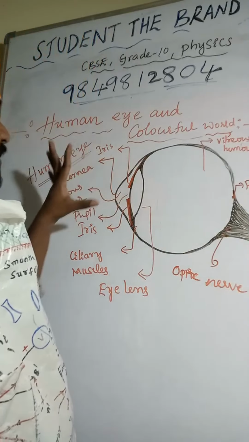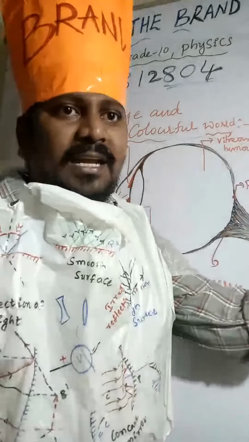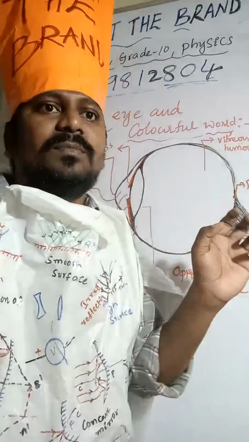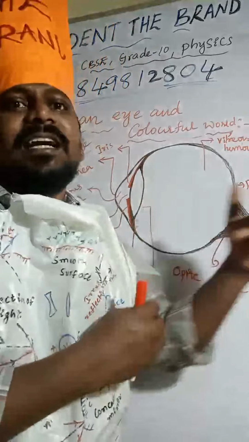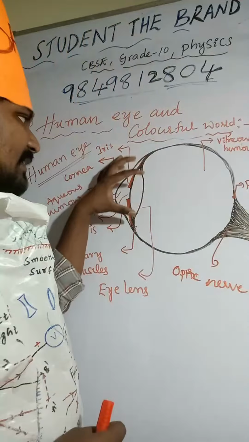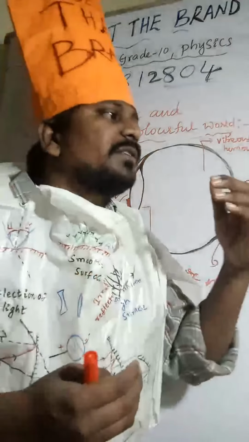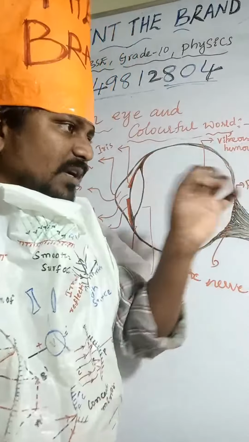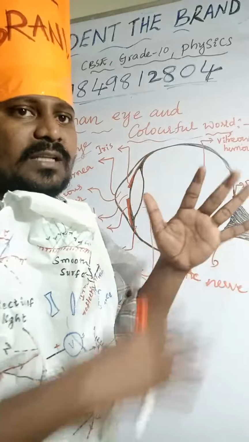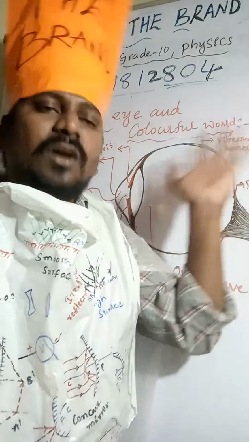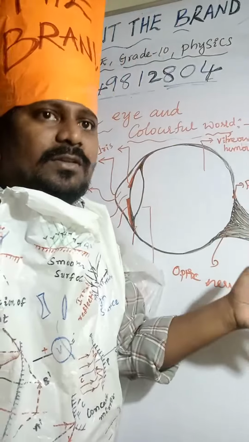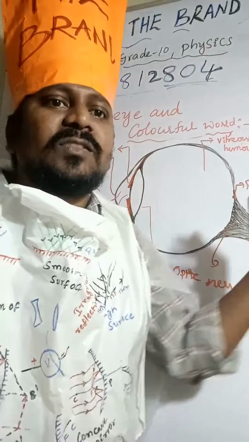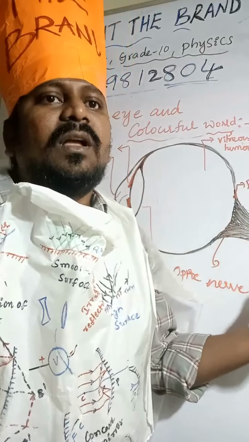And coming to the ciliary muscles. When you want to see the nearby object as well as far object, the ciliary muscles will adjust the curvature of the eye lens, so that we are able to see near distance as well as far distance objects. In a camera we adjust the focus; here it happens automatically. We can observe near distance as well as far distance. Yes or no?